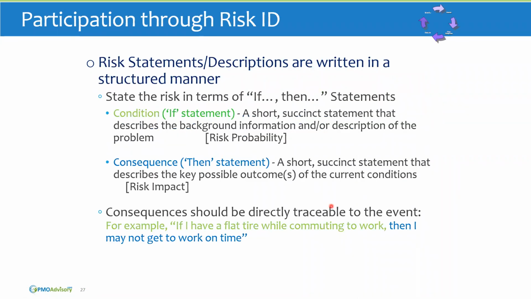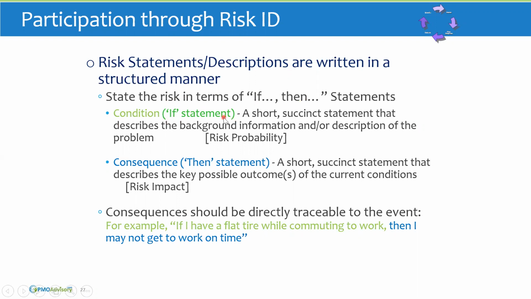Our participation through risk identification certainly includes proper risk statements. So we want to make sure our risk statements are in a structured manner so that we provide both the condition and the consequence. The condition giving us that probability or likelihood, and the consequence giving us the impact of that risk event occurring. I recommend the format of stating the risk in terms of if-then statements, or you can also say if-then resulting in, if that helps you further with that.